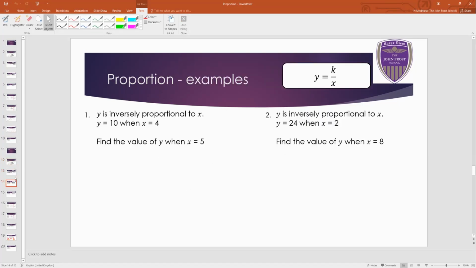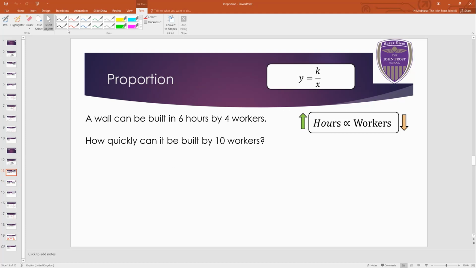So if we just get straight into it, well, don't copy this one down. We'll look at the proper examples in a minute. So I'm just going to do this one briefly to try and explain.